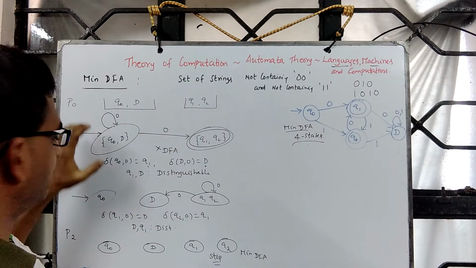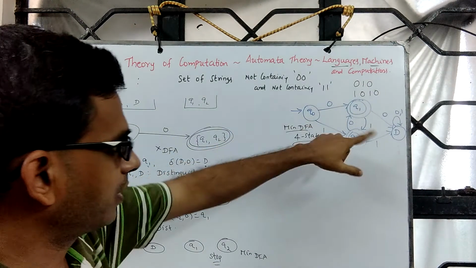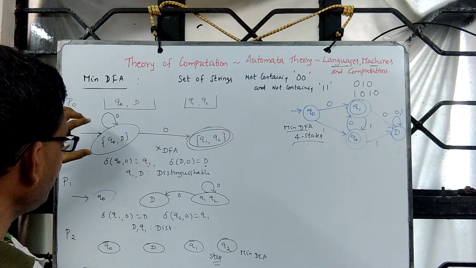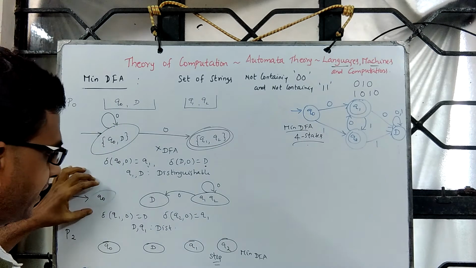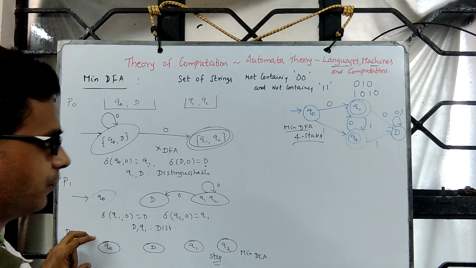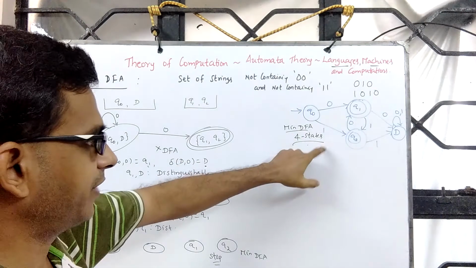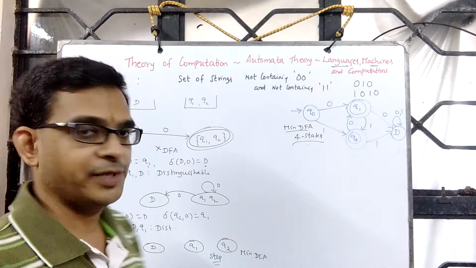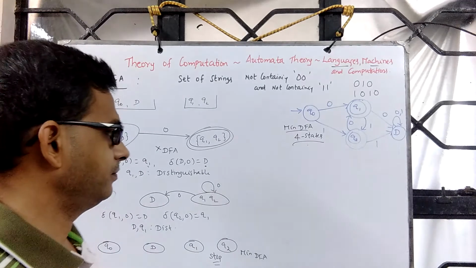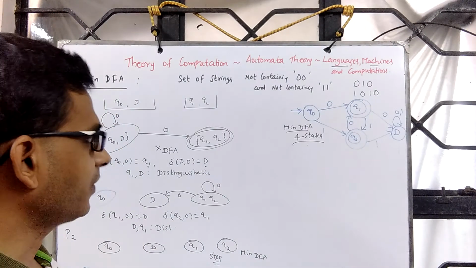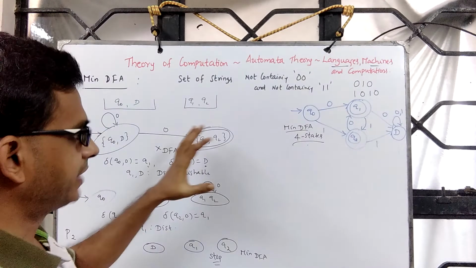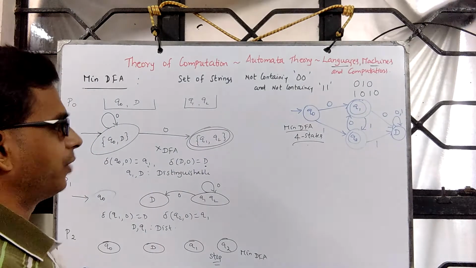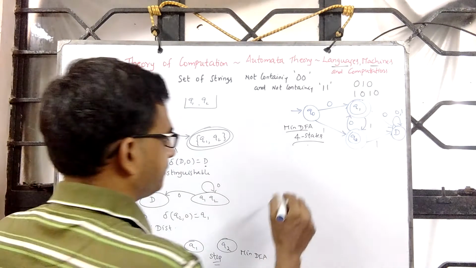So one state is not possible because there are non-final states. Two state is not possible. Three state DFA is not possible. Four state, which means what we obtain, or what we have drawn over here, is precisely a minimum DFA. Fine. The same problem one can also approach like this.